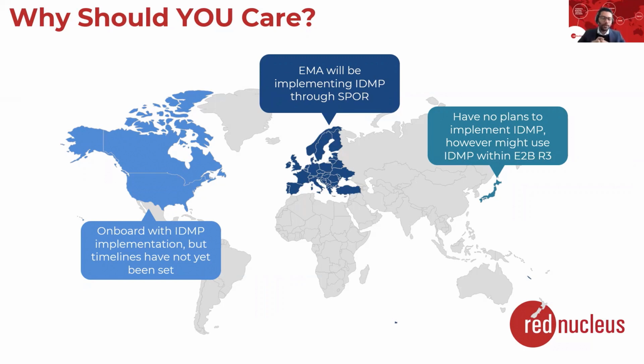In terms of Canada, I don't think they have any plans as of yet, but I do know that they are implementing the structured product monograph using the SPL, HL7, and IDMP standards. For Japan, they are observing. I don't think they have any plans as of yet to implement, but they might be considering IDMP at some point in the near future.